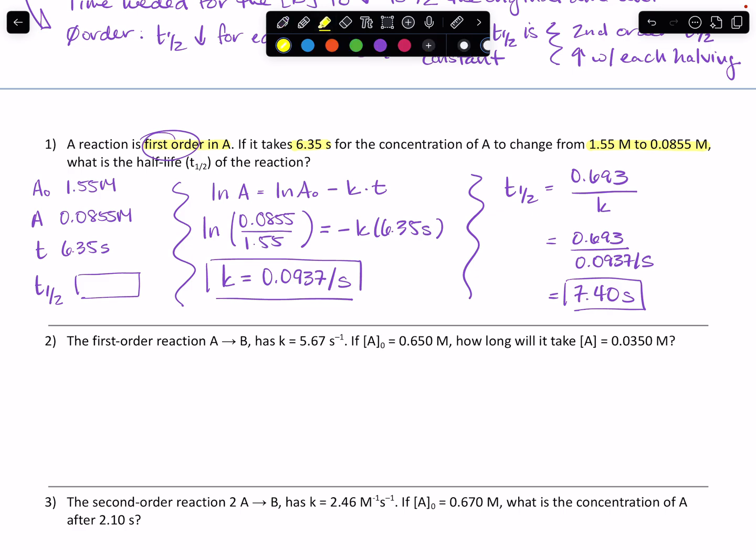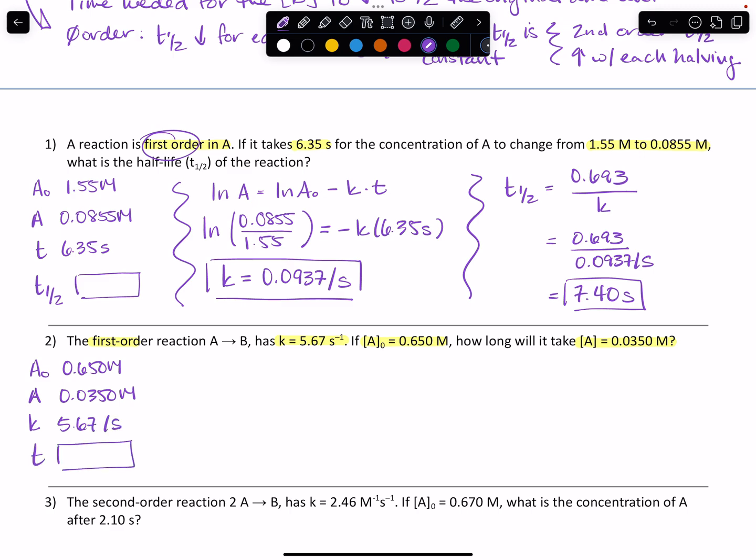Okay. Next, we have a first order reaction. We have a K value of 5.67 per second and an initial amount of A of 0.650. How long will it take to reach 0.035? All right, so again, I have an initial amount of 0.650 molar. I have a final amount of 0.0350 molar. I have a K value of 5.67 per second, and I'm asked to find the time it's going to take with a first order reaction.